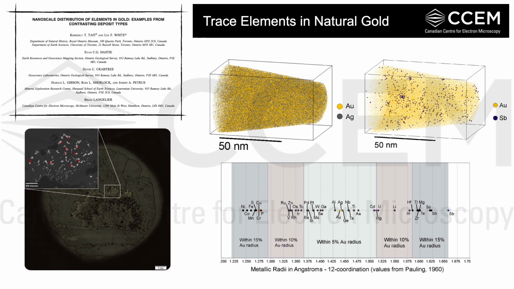Copper has a metallic radius that is around 11 to 12% smaller than gold, but it still can substitute into the gold. The incorporation of copper in gold is well known for imparting increased hardness properties, which is likely attributed to the distortions it creates when it's substituted into the gold. And then we have antimony.